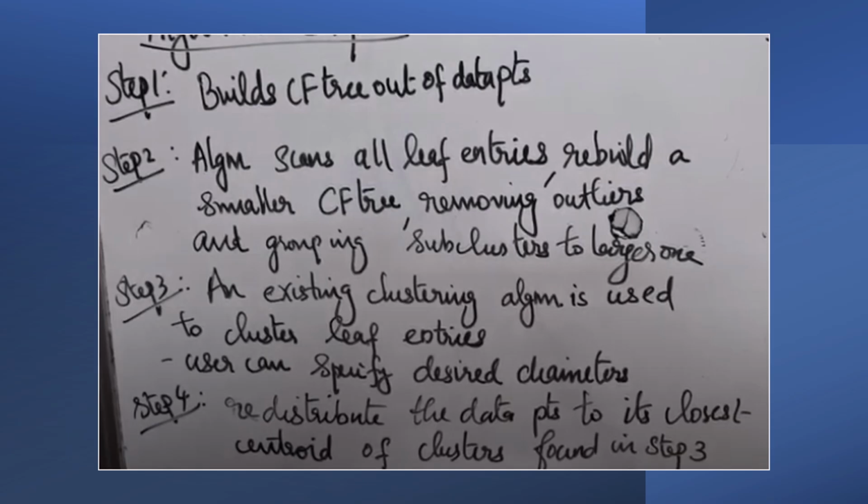The steps in the algorithm: step 1, it builds the CF tree out of the data points. Step 2, the algorithm scans all leaf entries to rebuild a smaller CF tree, removing outliers and grouping subclusters. Step 3, an existing clustering algorithm is used to cluster leaf entries. The user can specify desired diameters. Step 4, redistribute the data points to the closest centroid of the clusters found in step 3.